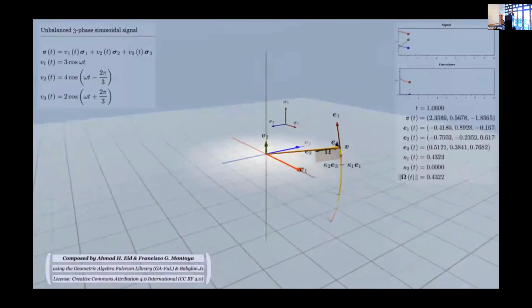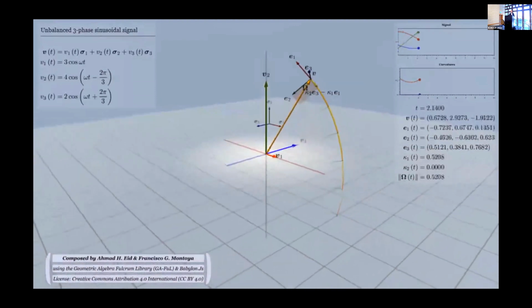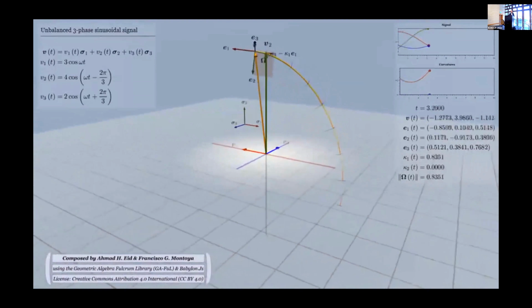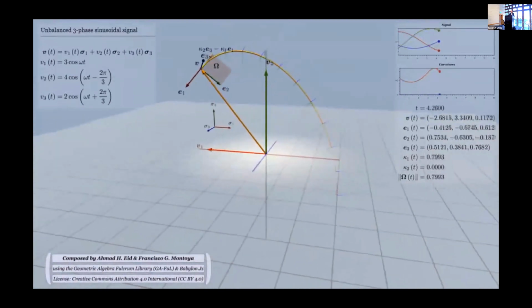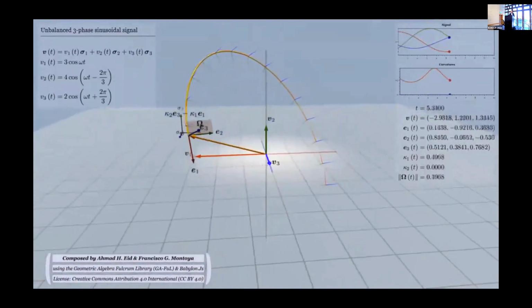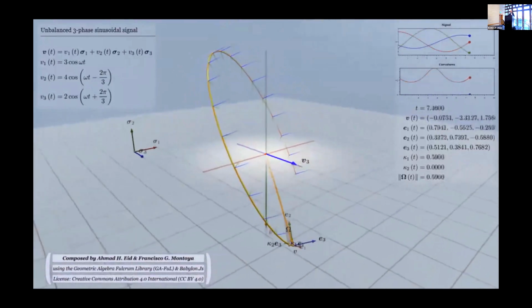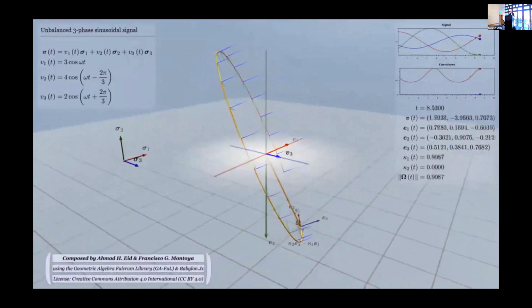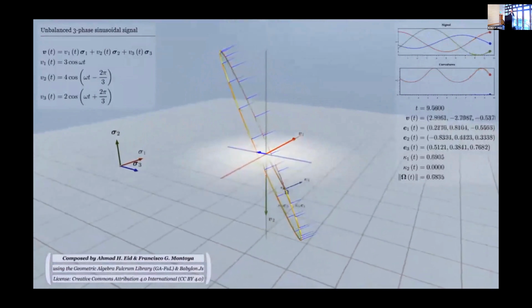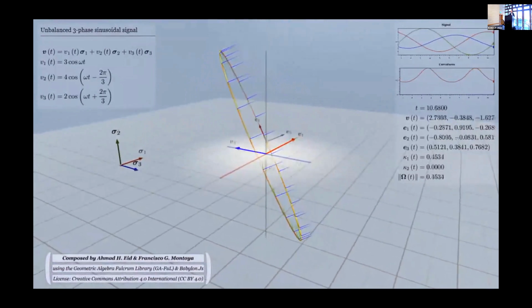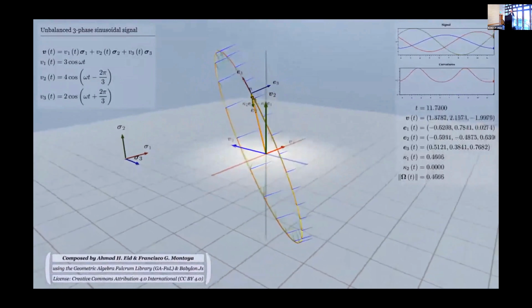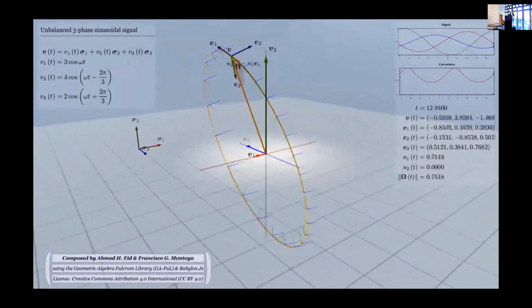how now the curve describes, of course, an ellipse in a plane, and the first curvature coefficient is now varying. On the top right window, we can see how the curvature is varying with time. We also see the Frenet-Serret frame attached to the curve and how it moves with time.